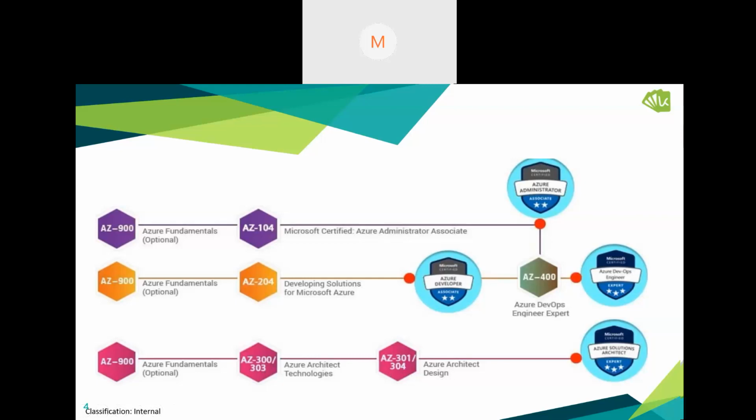So at the end of the course, you'll be confident enough to start preparing for the architect, or the designing of Azure solutions. So these are the different paths if you come with the administrator background: AZ-104, AZ-300 and 303, and AZ-304, and then you will get this particular badge from Microsoft, which is Azure Solutions Architect.